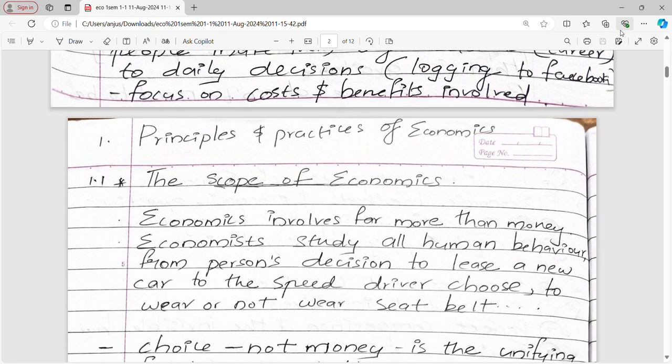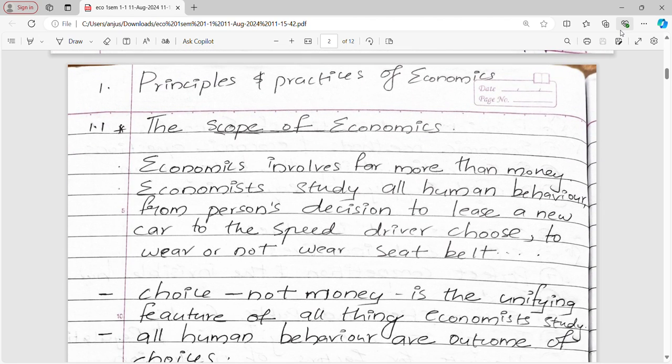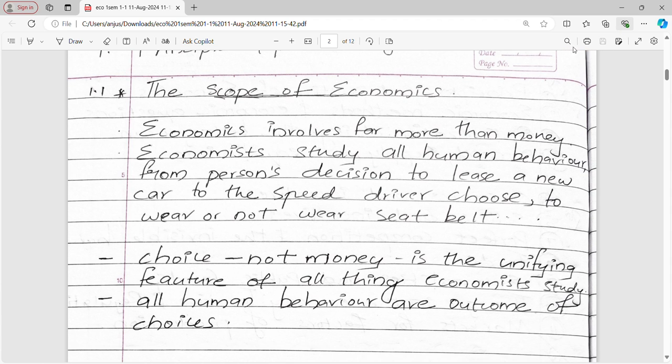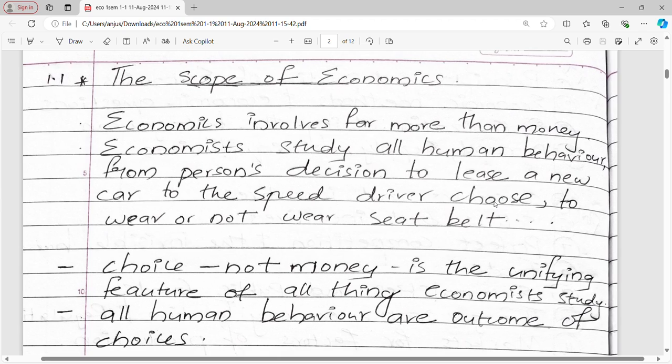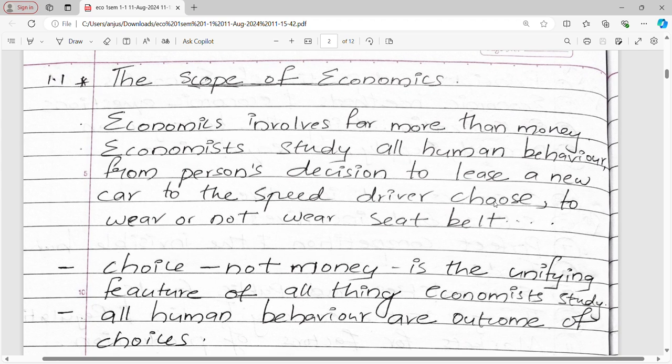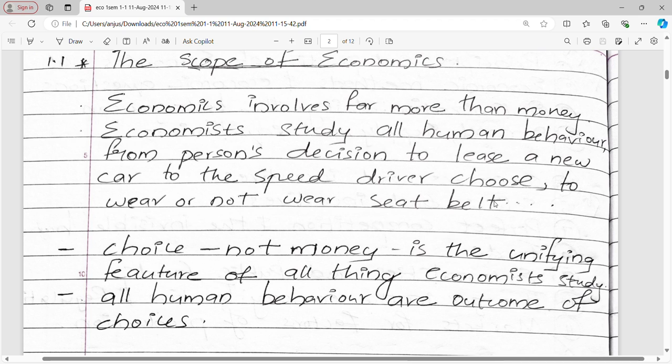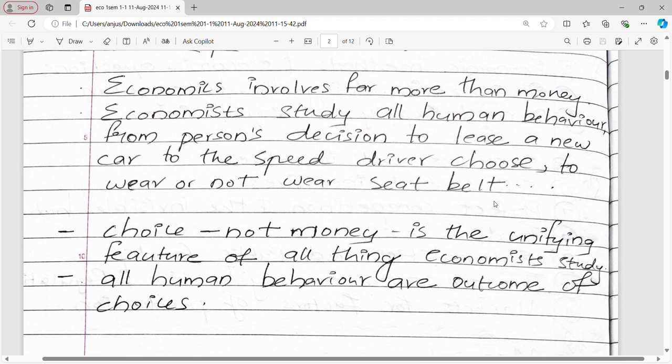So the first chapter is Principles and Practices of Economics. First is the scope of economics. In total, there are 6 parts in this chapter. The first part discusses the scope of economics. Economics involves far more than money. This is not money that we study or discuss in economics. It is the choices, the behavior, that a human makes.